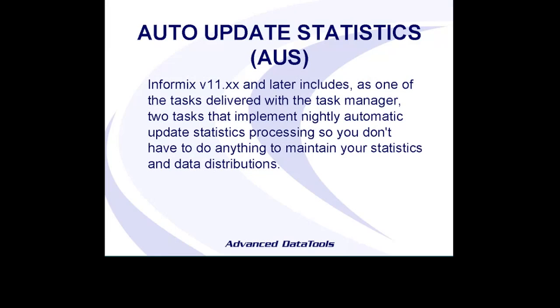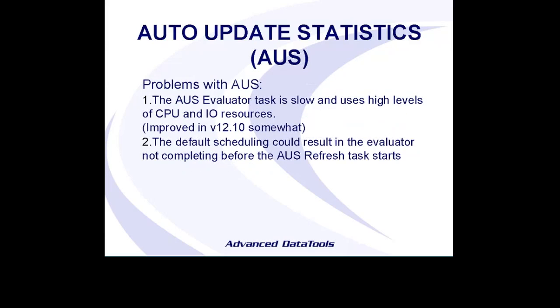There are, though, a couple of problems that I perceive with auto-update statistics and why I tend to disable it in databases that I manage. The AUS evaluator task, which is the first task that runs, is rather slow and uses a lot of resources, CPU and I/O resources. The version that's in Informix 12.10 is somewhat better. They did a lot of work to improve it. It's still a little bit slow, and the resource use is still higher than I'd like to see it.